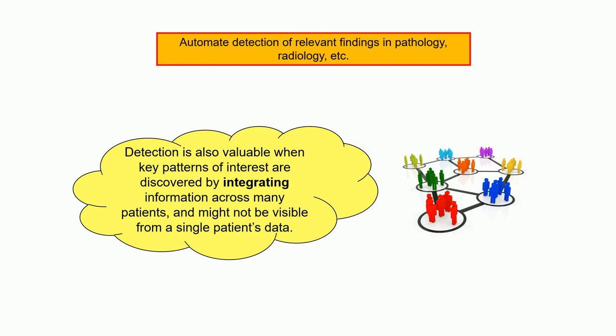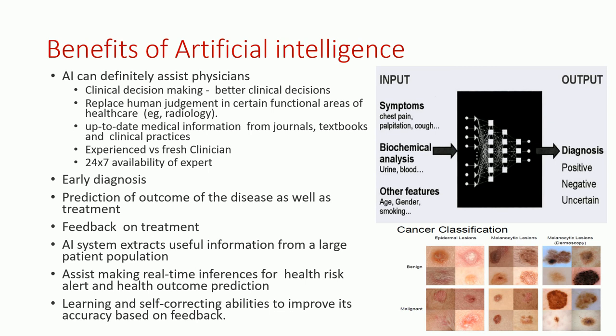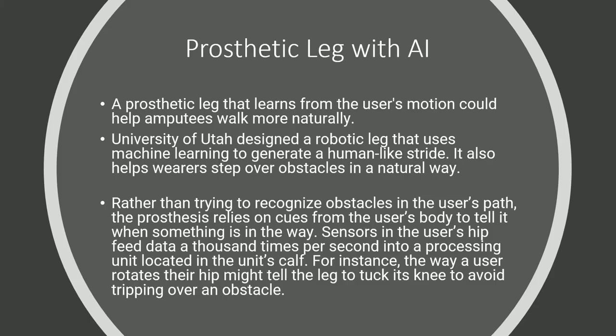So in pathology, we look for automated detection of relevant findings, like detection is valued. And these are some areas I'm discussing here which are used in the area of AI in healthcare, right? So we can skip these examples. I already discussed the main points we need to discuss here, right? So let's skip these things.